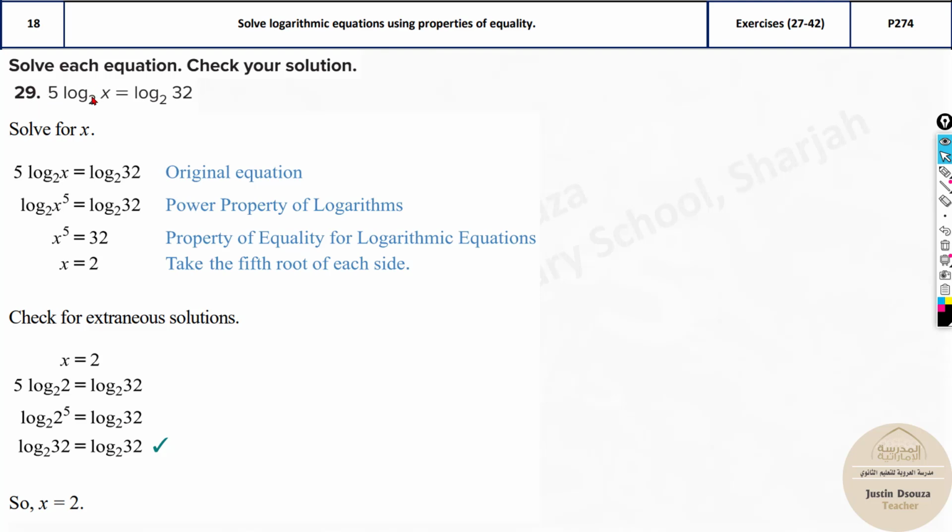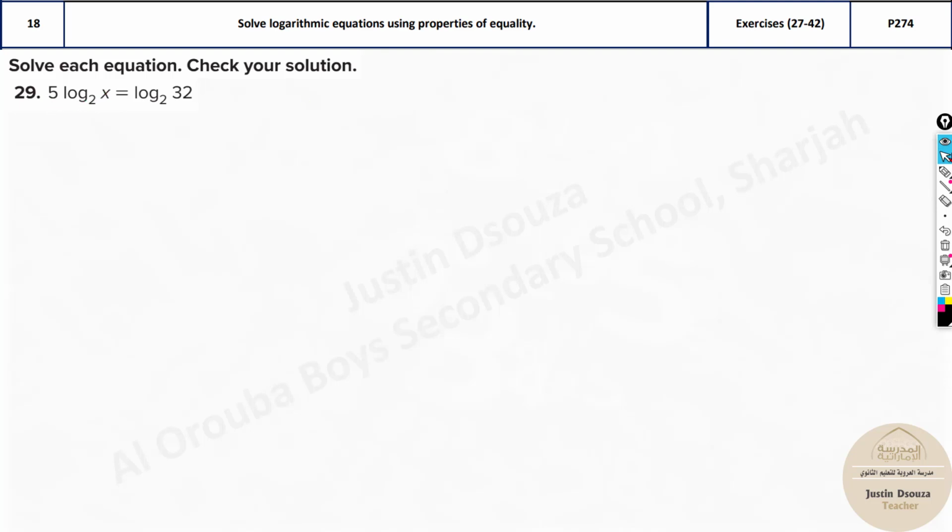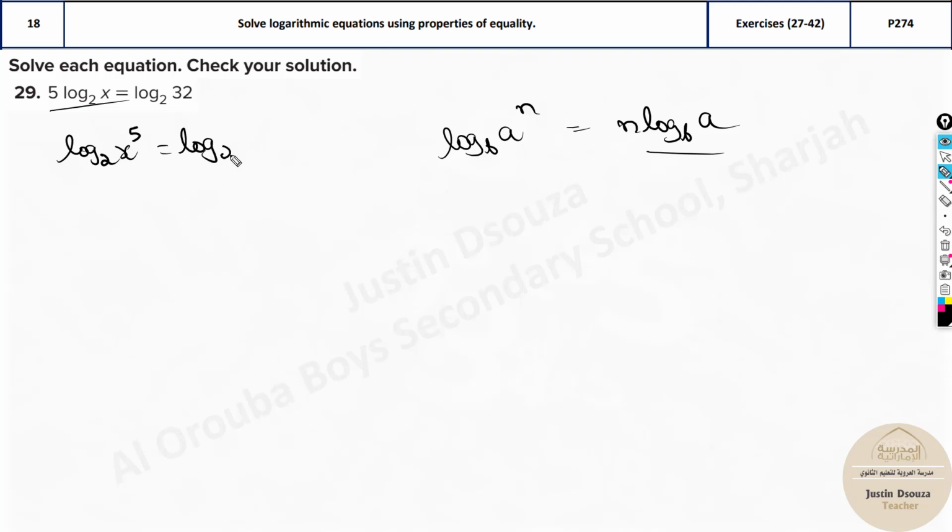There is an important thing to remember. What is happening here? You can't directly take this log. There's a 5, right? There is a rule of logarithm that says if you have any power, say log base b of a to the power n, this is equal to n comes down, n log base b of a. Or if you have this in the form n log base b of a, you can take this n to the power, because it can come down or go up, it's the same thing. So here what we do is log base 2 of x to the power 5 equals log base 2 of 32.